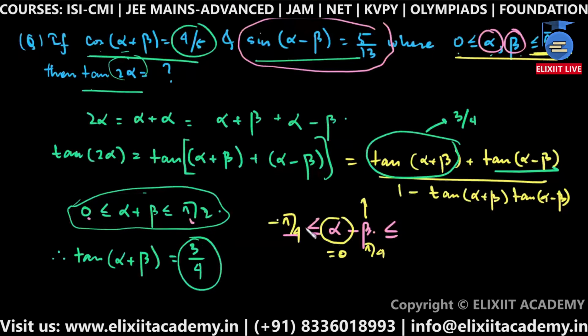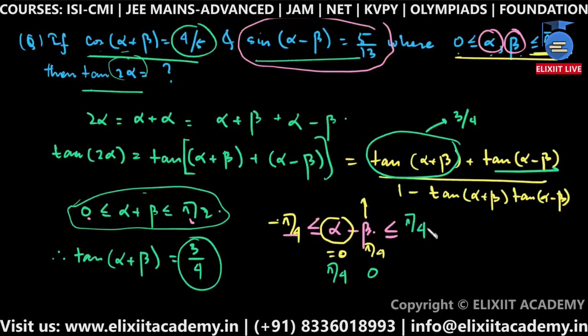And what we'll do in this case is, for the maximum value of alpha minus beta, when alpha is bigger and beta is smaller, when alpha takes the maximum value and beta takes the minimum value, then you will ultimately get the maximum value of alpha minus beta. When beta is 0 and alpha is pi by 4, whatever the maximum value is, I'm taking it as pi by 4, then you will get the maximum value. So the maximum value is now pi by 4.